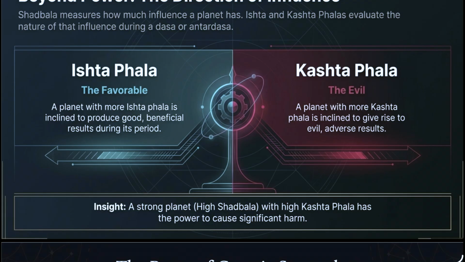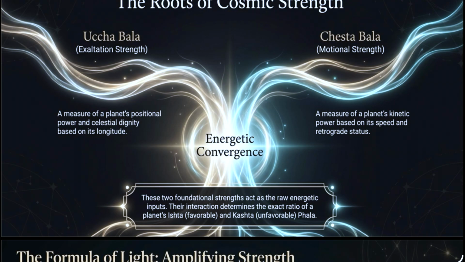If a planet has more Ishta Phala, then it is inclined to produce good or beneficial results during its Mahadasha or Antardasha. Similarly, if a planet has more Kashta Phala, it is inclined to give bad or evil results in the Mahadasha or Antardasha of that particular planet. How do we calculate the Ishta Phala and Kashta Phala?